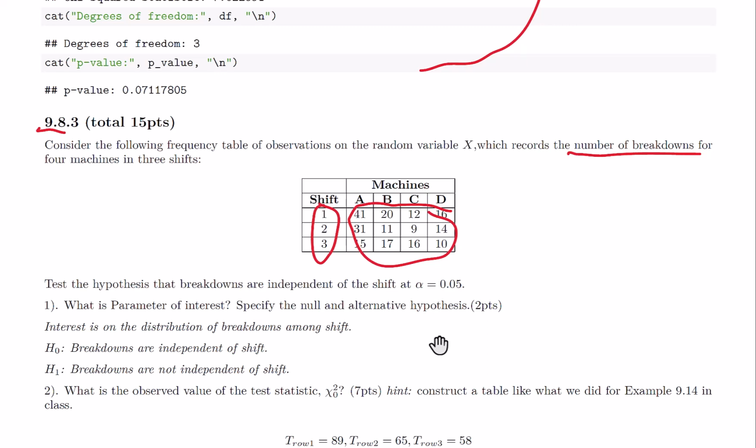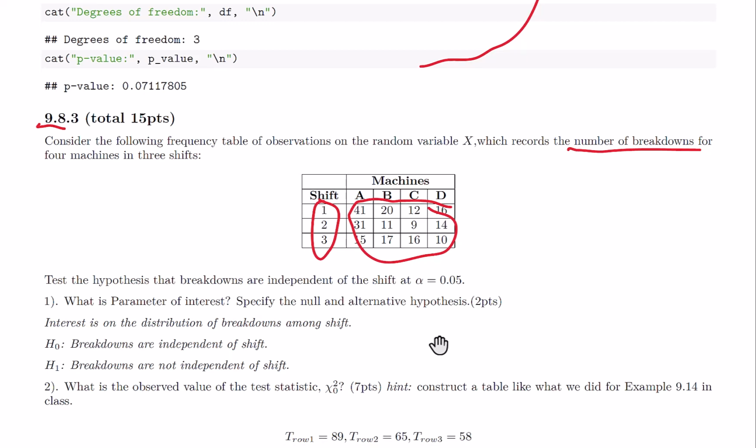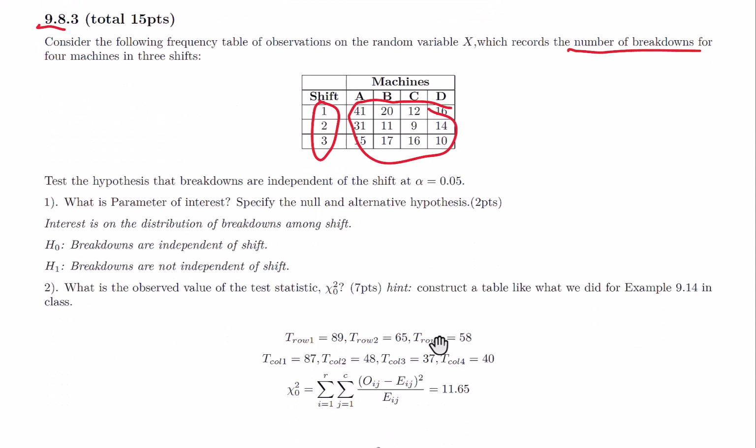breakdowns. So please understand the logic behind it instead of just following the math blindly. So here, what is the parameter of interest? Specify the null and alternative hypotheses. Here, really, we do not have a parameter of interest, right? The interest is also, you can say, the distribution of the breakdowns among the shifts. But more precisely, it is these two hypotheses: breakdowns are independent of shift, or breakdowns are not independent of shift.